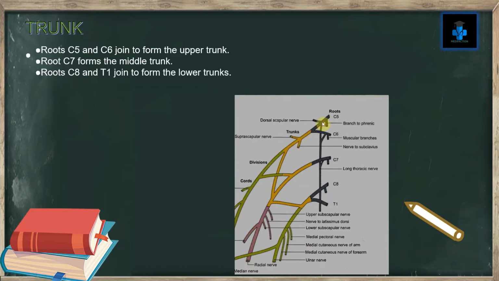Trunks. The C5 and C6 join to form the upper trunk. The C7 forms the middle trunk all by itself. The C8 and T1 join to form the lower trunk.